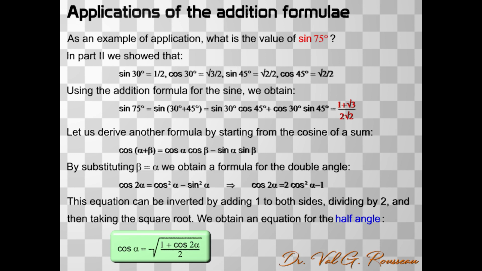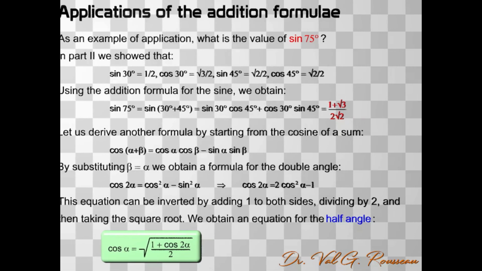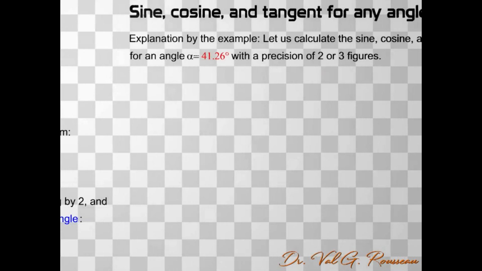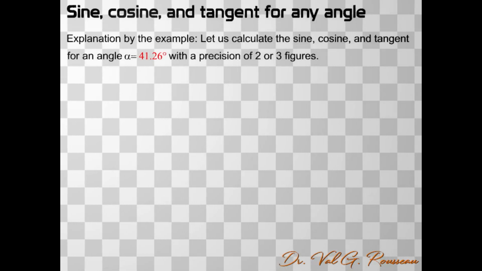This equation can be used to determine the values of the trigonometric functions to arbitrary precision for any angle. Arbitrary precision means that we can give a result as precise as we want. We only have to work more if we want to increase the precision. Let us explain this by looking at an example. Suppose we want to calculate the sine, cosine, and tangent of an angle of 41.26 degrees with a precision of 2 or 3 figures.